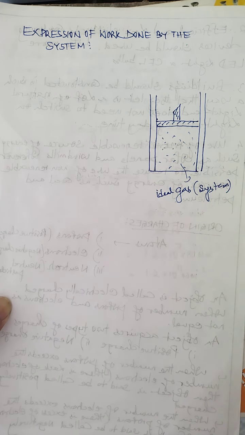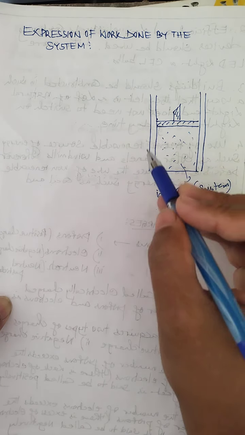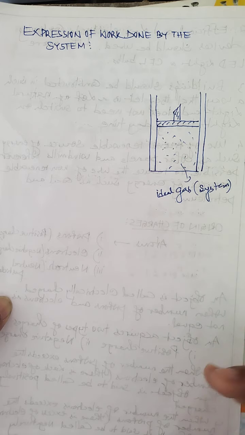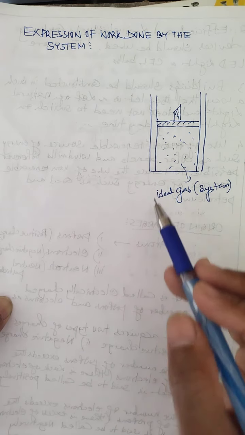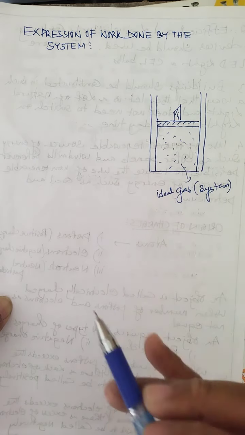You will understand in detail in one of the chapters called kinetic theory of gases about the ideal gas, but let me just tell you that the gas which actually follows Boyle's law, Charles' law, and the gas equation is called an ideal gas. It can be oxygen, it can be hydrogen, it can be any gas. And we are considering what gas? Ideal gas. And that is contained in a cylinder fitted with a movable piston.